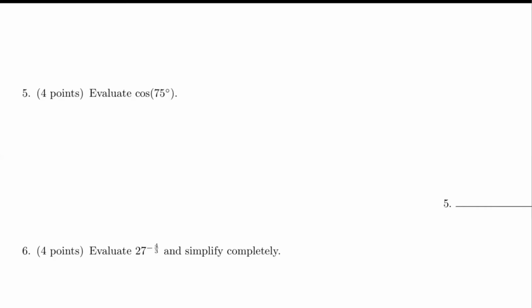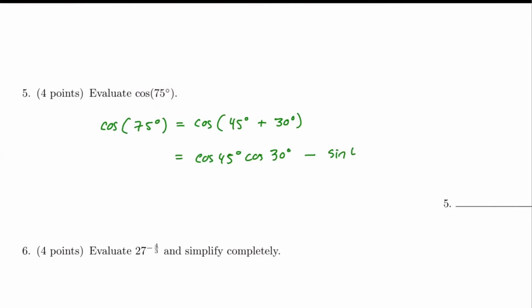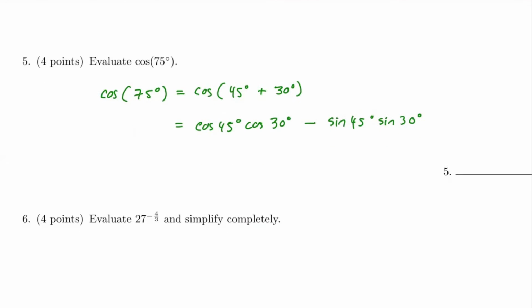All right, for number 5, cosine of 75 degrees. We can rewrite this angle right here as 45 plus 30. So cosine 75 degrees is equivalent to cosine of 45 degrees plus 30 degrees. So I chose to use the sum formula for cosine to evaluate this. And using that formula, this is cosine of 45 degrees, cosine of 30 degrees, minus sine 45 degrees and sine 30 degrees.